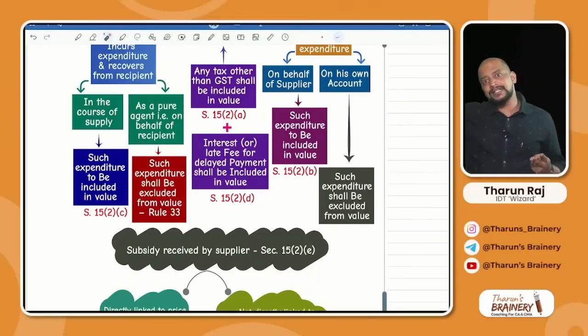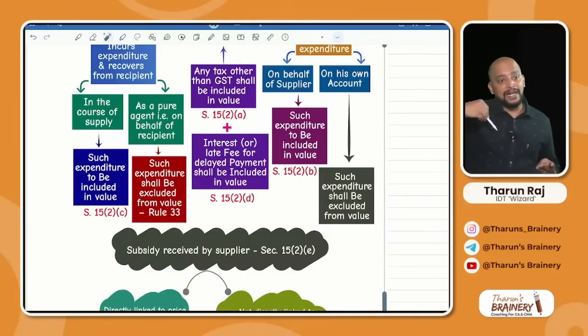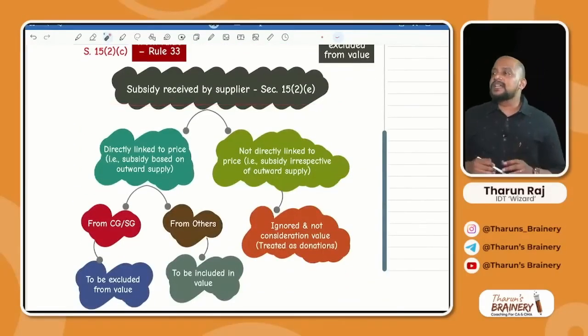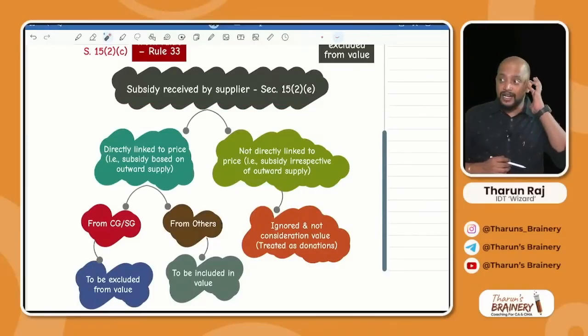15.2b, the recipient incurring expenditure on behalf of the supplier should be included, and the supplier incurring expenditure and charging it to the recipient. Next, number 4, interest, late fee or penalty for delay in receipt of consideration. Then subsidy. Subsidies are divided into two: directly linked to price, and not directly linked to the price.